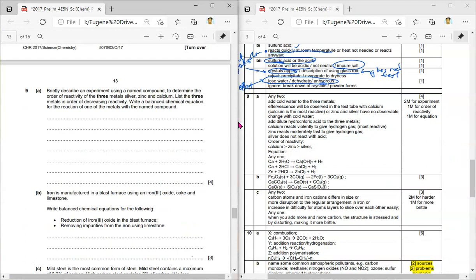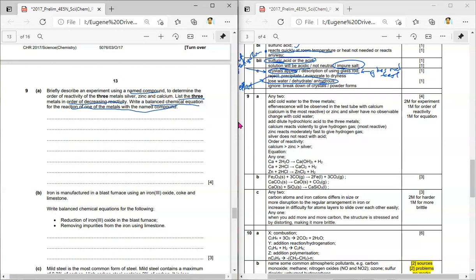Briefly describe an experiment using a named compound. So you must name the compound that you're using for the reaction to determine the order of reactivity between the three metals, silver, zinc, and calcium. List the three metals in order of decreasing reactivity. Write a balanced chemical equation for the reaction of one of the metals with a named compound. Now, over here, it says any two.